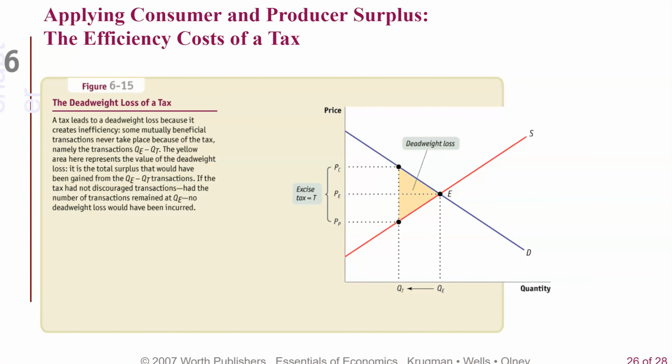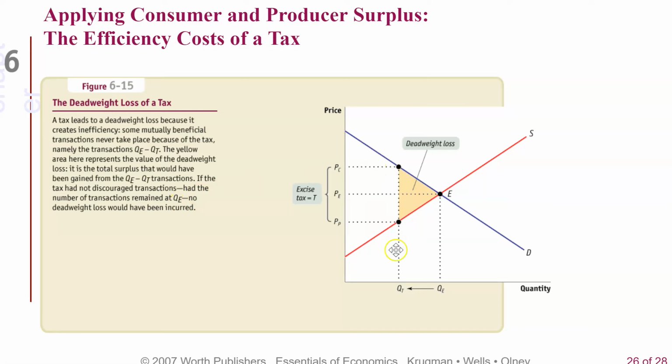So what we need to see next here is total surplus. When a tax is implemented, we're going to have some deadweight loss, and we know this is going to be inefficient in the market. But what we're going to see is the role that it plays in reducing total surplus, consumer surplus, and producer surplus, because this is going to have a significant impact.